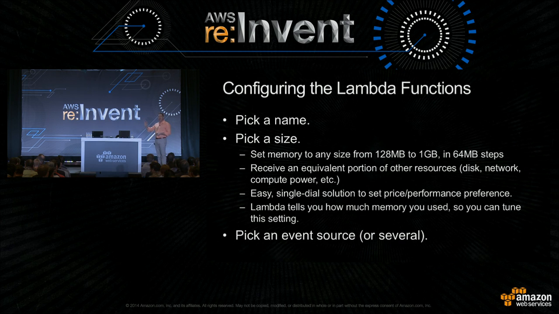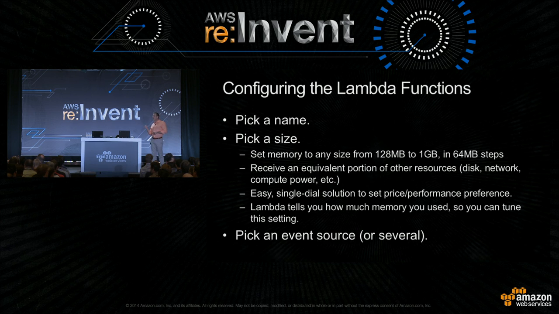All right, once you've written some code, what do you do with it? Well, configuring Lambda functions is really straightforward. We'll show you how that works. Pick a name for your function. That's how we identify them. Pick a size. And by size, we mean picking a memory size. So you can set it anywhere from 128 megabytes to a gigabyte in steps of 64 megabytes.